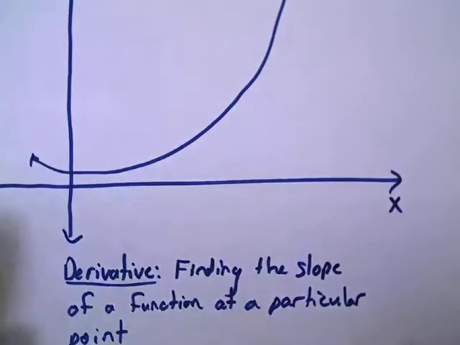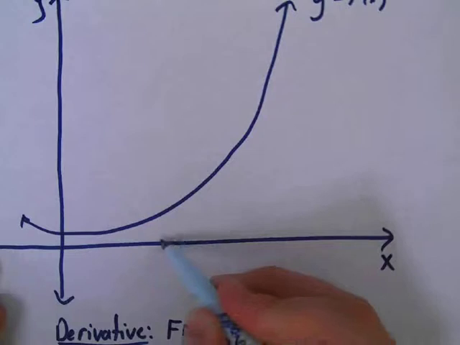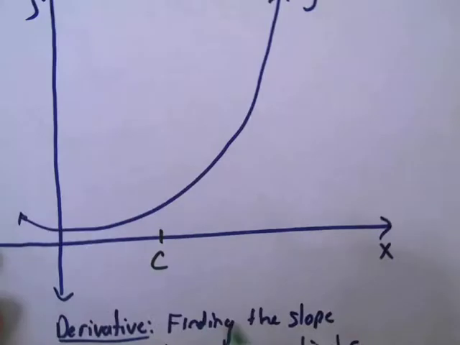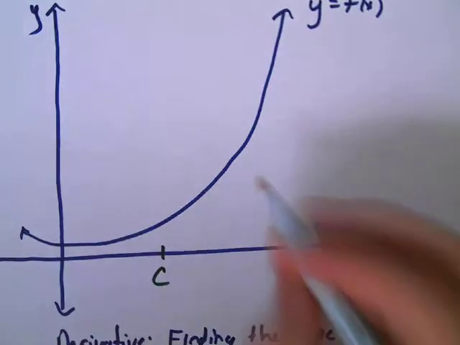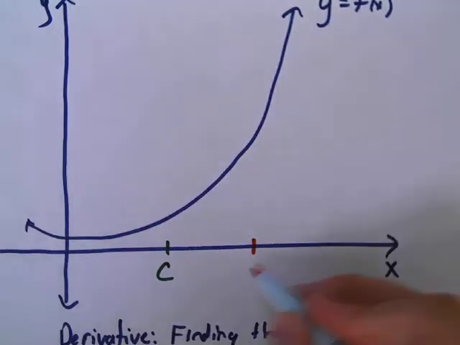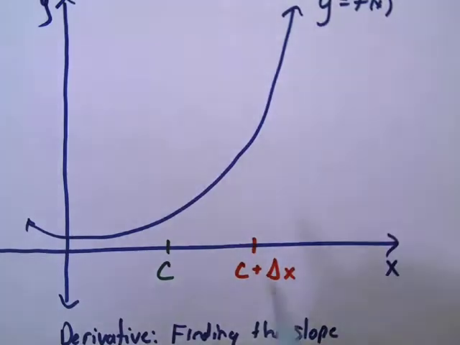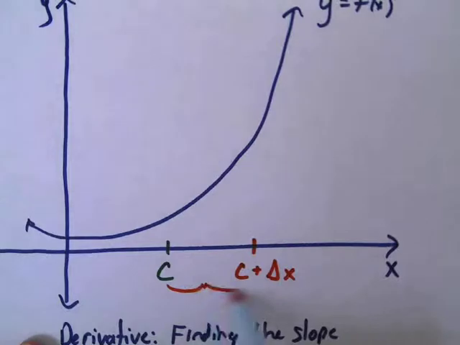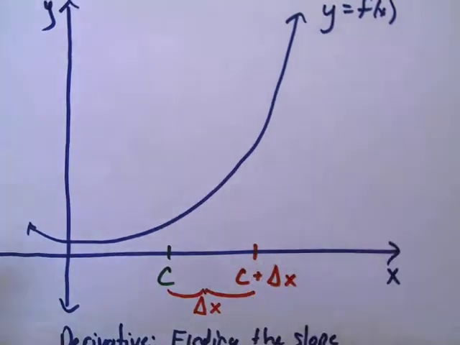So for instance, let's say that we want to find the derivative, or in other words, we want to find the slope at c. We want to know the slope at c. And so the method to finding the slope at c was to pick a point not at c, right? And we'll call this c plus delta x. And the reason we're calling it c plus delta x is that this distance is our change in x. All right, so we have c, we add delta x to it to get c plus delta x.